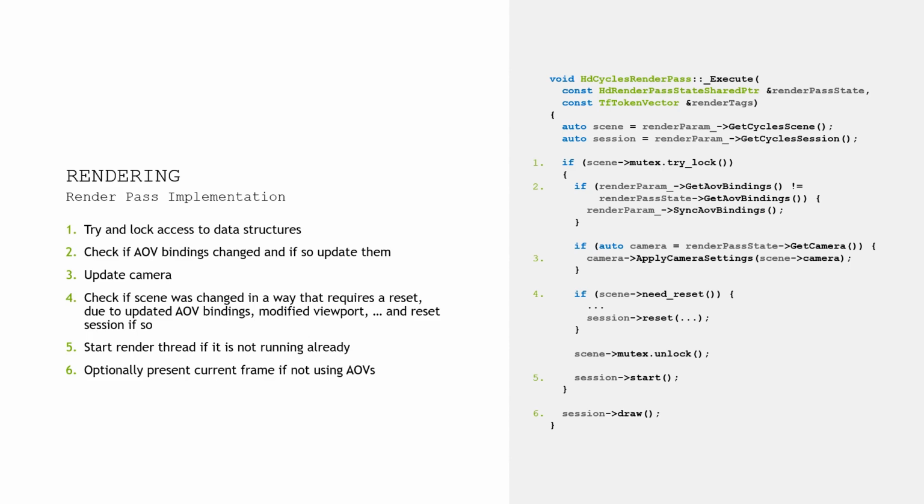With all that complete, the code then ensures the render thread is running and starts it if that is not yet the case. Finally, to notify Cycles that a frame should be displayed because OpenGL interop is used, you need to call the draw method on the session every frame. This is the point where Cycles will copy current output into an OpenGL texture if requested.